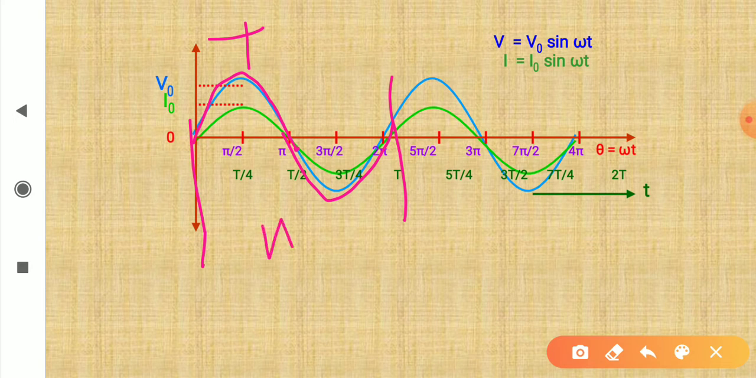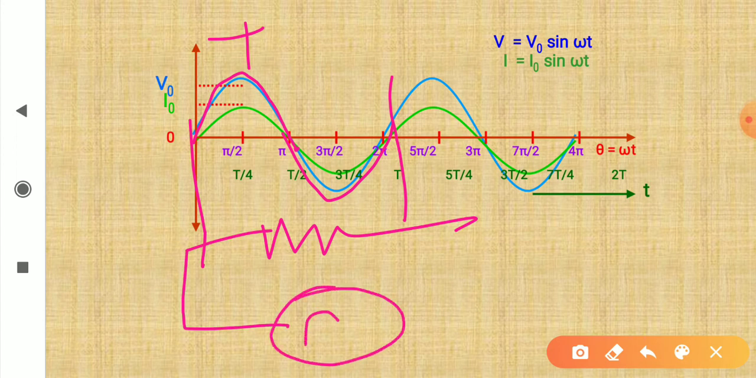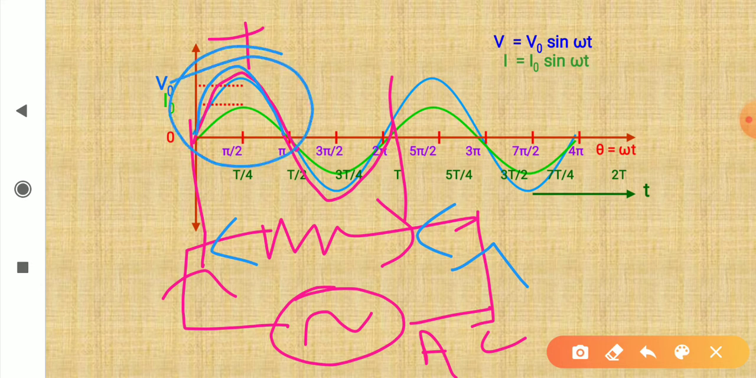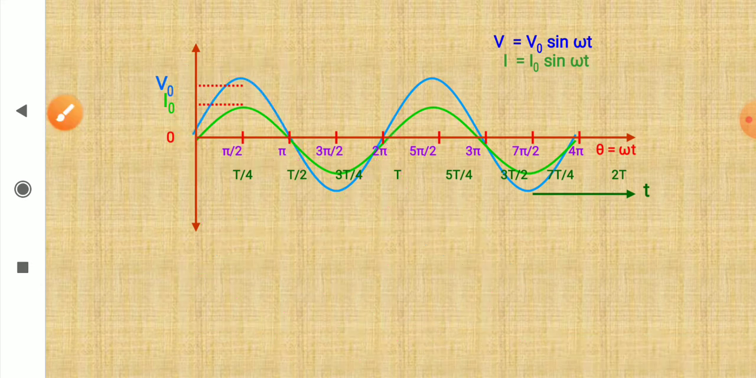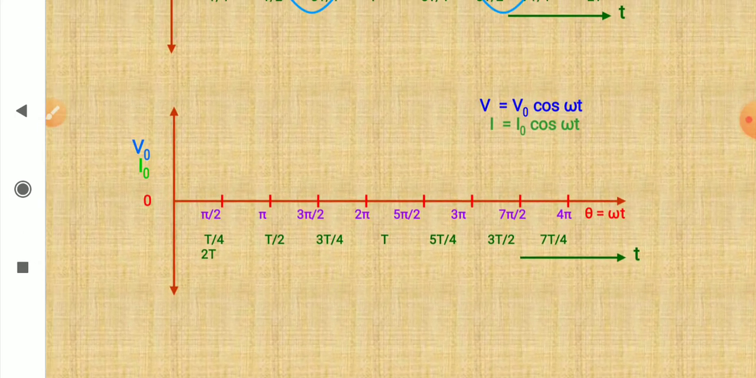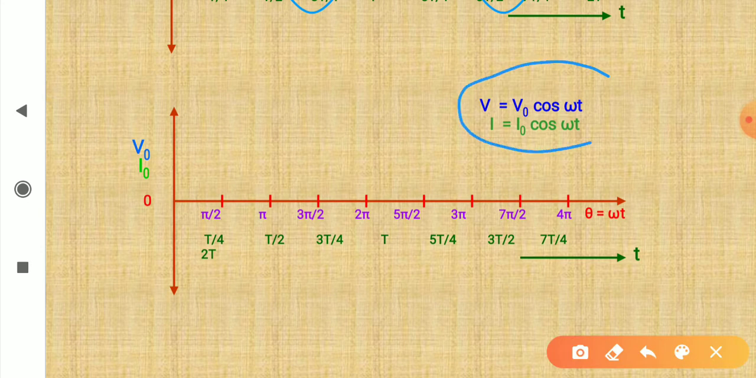So if you have a resistance, say, placed in a circuit with AC source, see the symbol for AC source is this one. Then for half cycle, direction of current will be this one, and for the second half cycle, the direction of current will be reversed, that is this one, and magnitude will change according to a sine wave or sinusoidal variations.